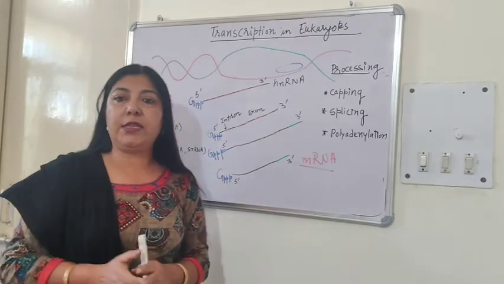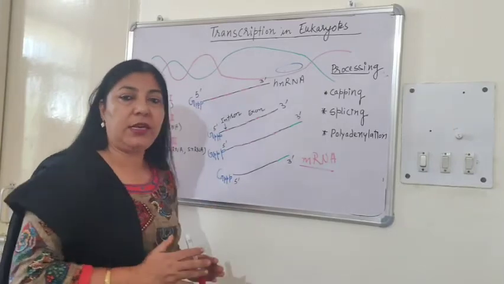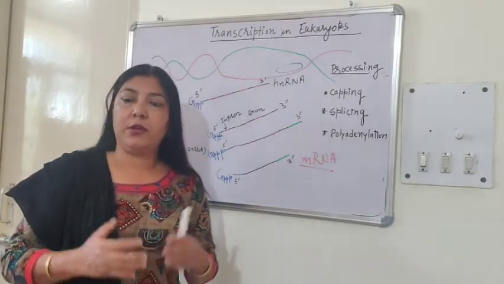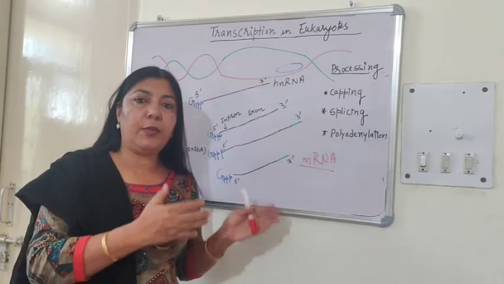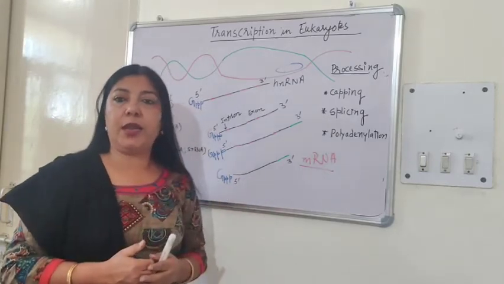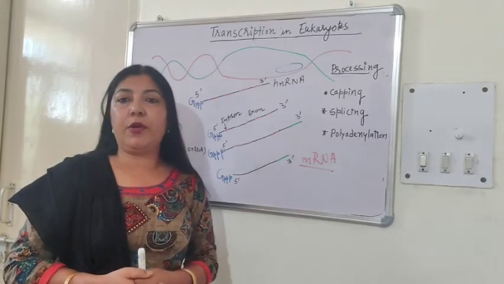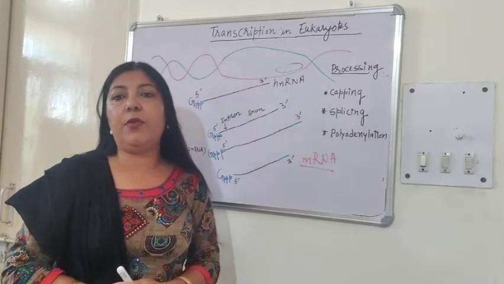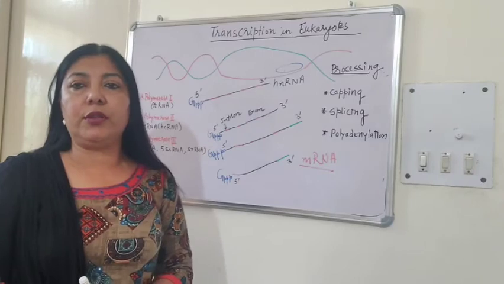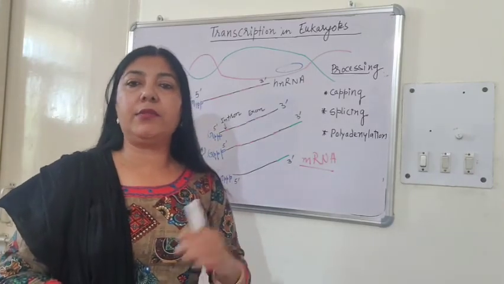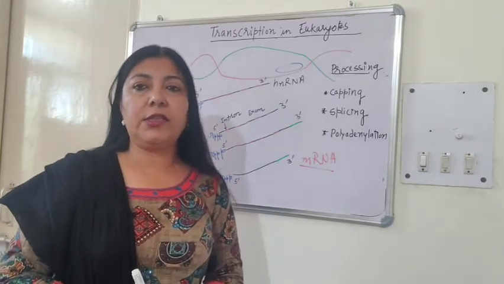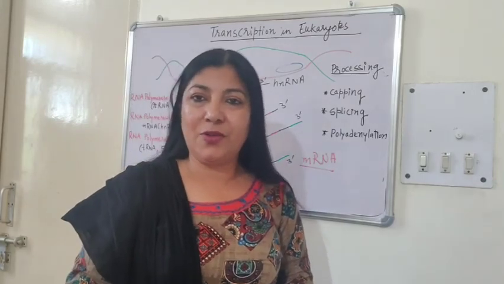Okay, so we can see that there is complexity in eukaryotes. So please go through transcription in prokaryotes and transcription in eukaryotes. It's a very important process and it is very important from exam point of view also. So practice the diagrams both for prokaryotes as well as eukaryotes. Okay, thank you.